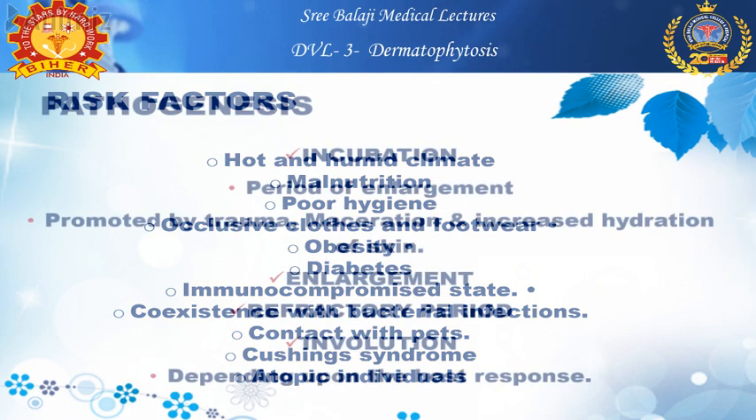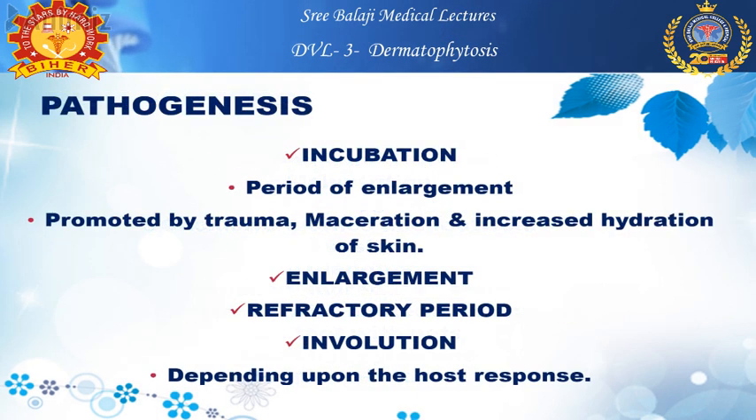Coming to the pathogenesis of dermatophytosis, it is usually acquired by the transmission of arthrospores. Once a person is infected with these fungi, it undergoes four stages. The stage of incubation is the period where the fungus grows, promoted by trauma, maceration, and increased hydration of the skin, followed by a period of enlargement, a refractory period, and then involution.